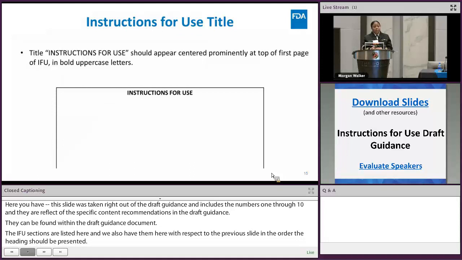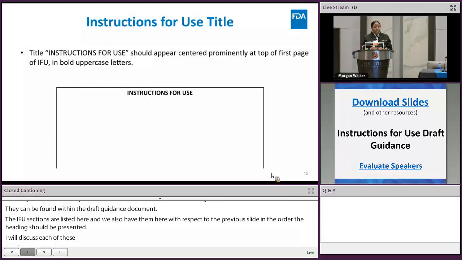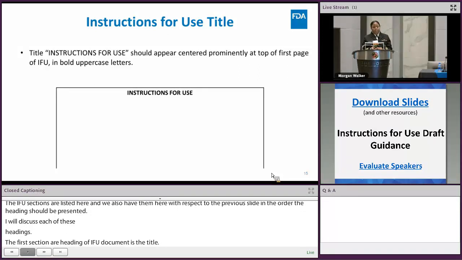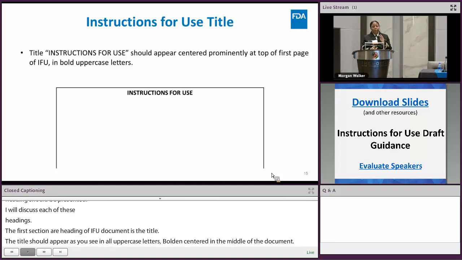The first part or section or heading of the IFU document is the title. The title should appear just as you see, in all uppercase letters, bold, and centered in the middle of the document. And we have provided visuals for each one of the headings just to better illustrate and present to you the content behind what's in the draft guidance.